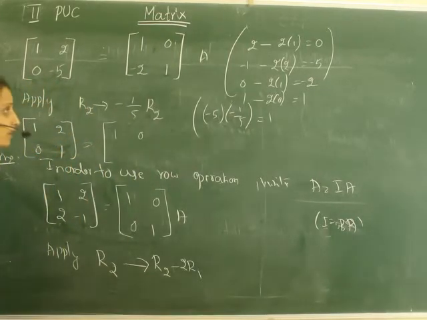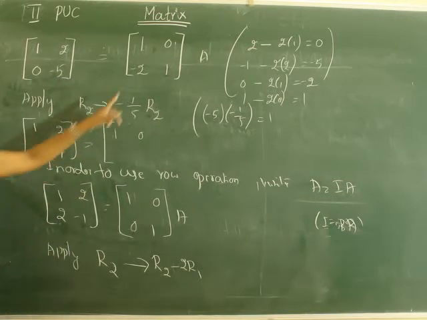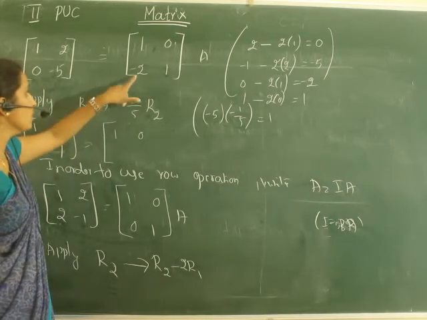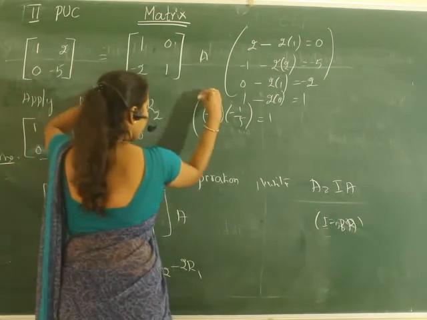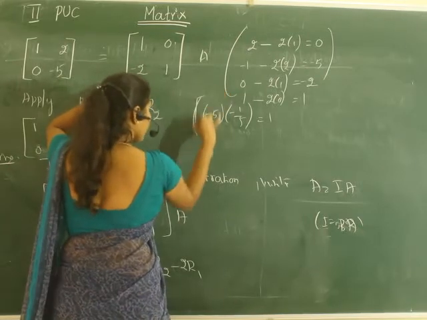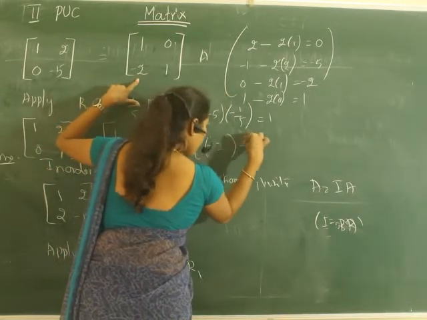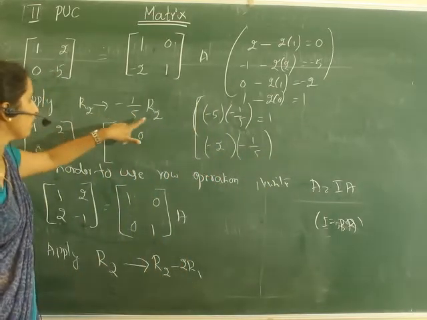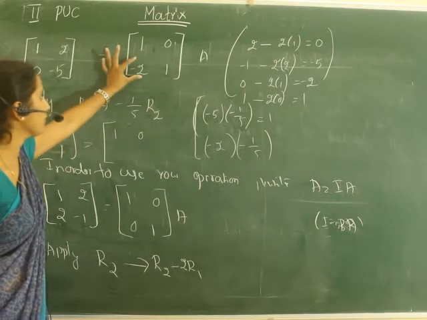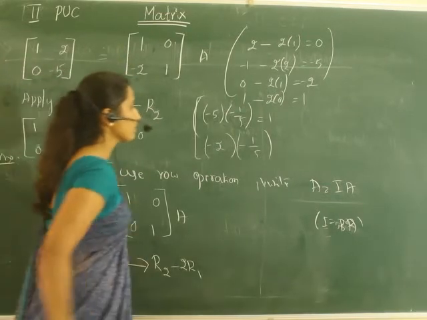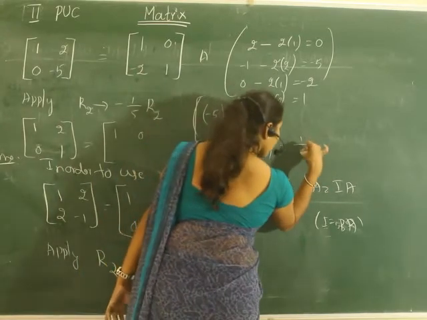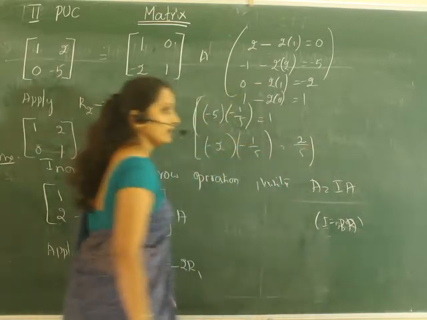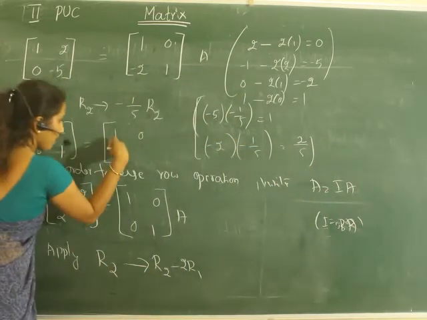Now I am doing the operation only for the second row. So now the second row changes. How does it change? R2 changes to minus 1 by 5 into R2. So minus 2 into minus 1 by 5. R2 changes to minus 1 by 5 into R2, minus 1 by 5 into minus 2. So this will be equal to plus 2 by 5.